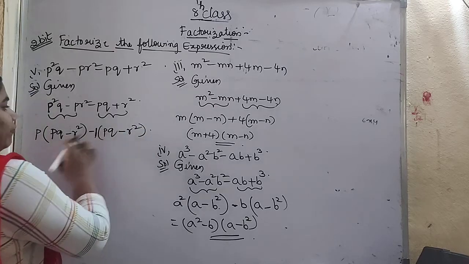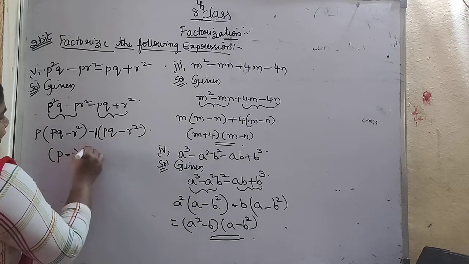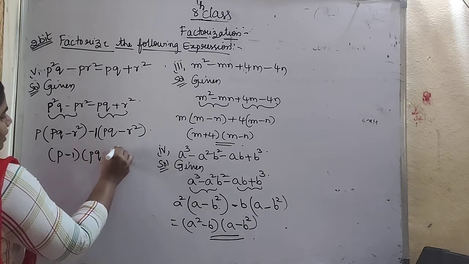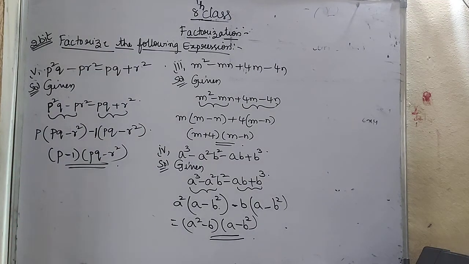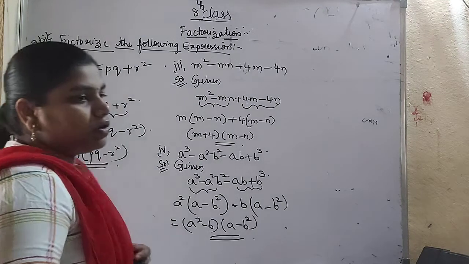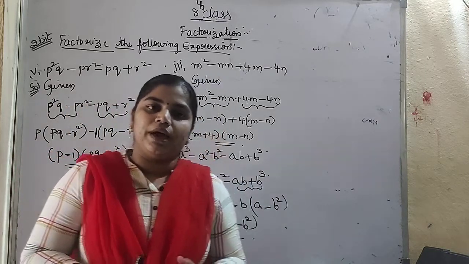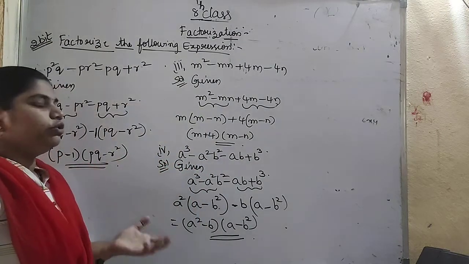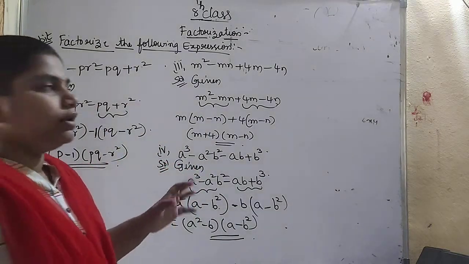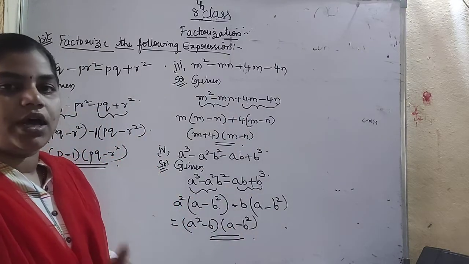So you got the common factors. Now what are the factors? p minus 1 is one factor. pq minus r square is the other factor. So this is about factorization by taking out the common terms and also by grouping the terms. In grouping the terms, you should always get a common factor. When you get the common factor, only then it will be correct. If not, you have to recheck again.